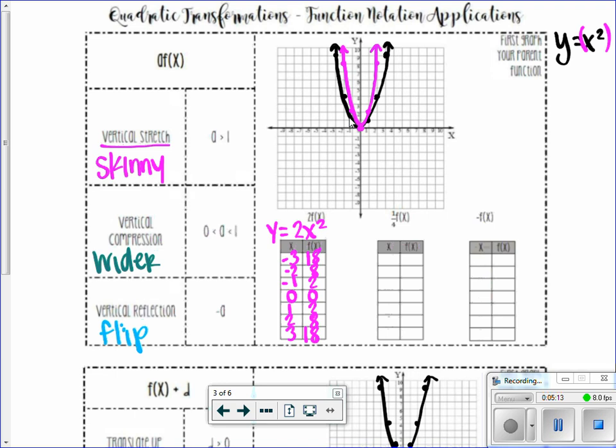Let's look at the next one. If it is outside the parentheses, that means we are multiplying this entire thing of x squared by 1/4. So 1/4 times x squared. Vertex isn't changing because we aren't doing any type of shift. So it's still at 0, 0. Now type that into your calculator, get the table.